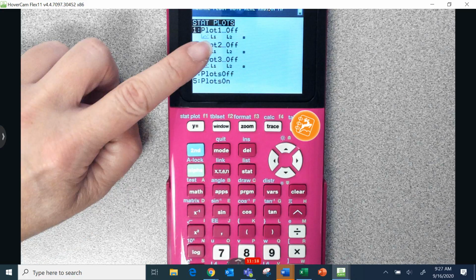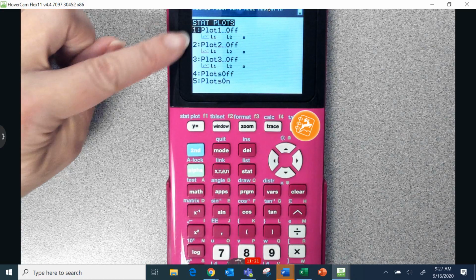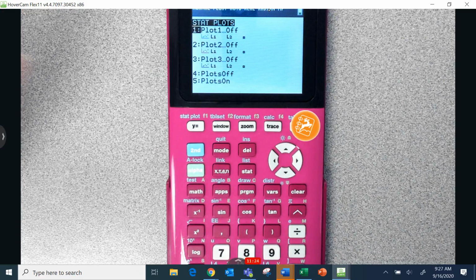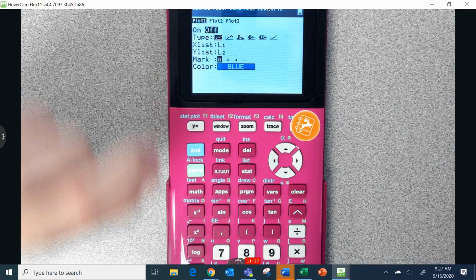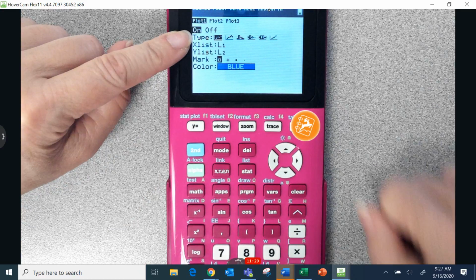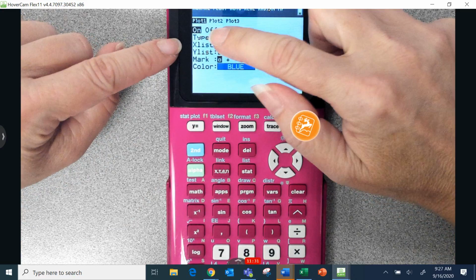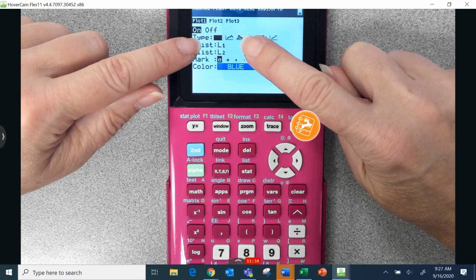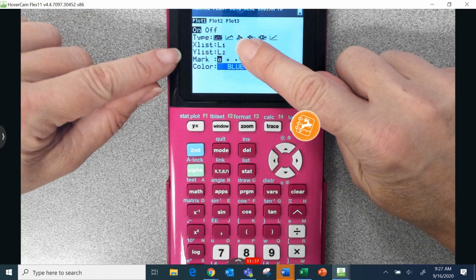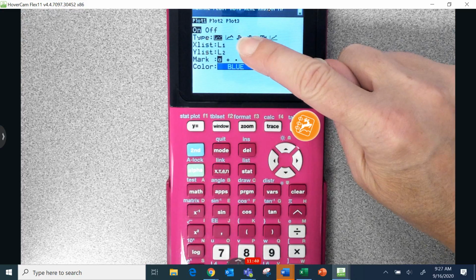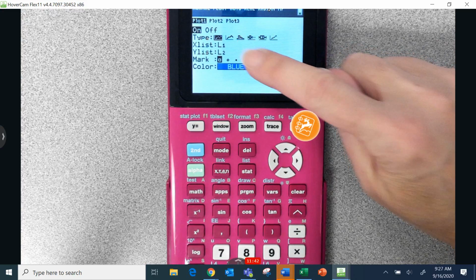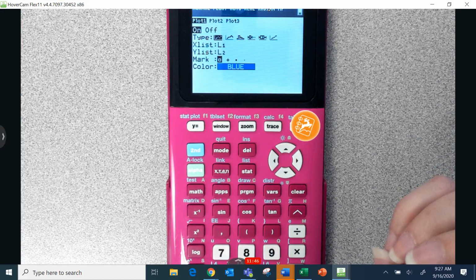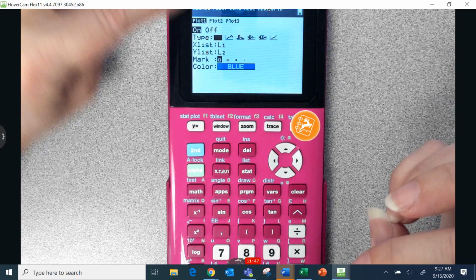And right now, plots are off. So I'm going to go to the first one. I only need one because I only have one piece of information. And when it's on, you'll see it's darkened in. I want the first type, which is a scatter plot. I want my X list to be L1. I want my Y list to be L2. And the mark and the color, it doesn't matter. Okay? This is the information you want.